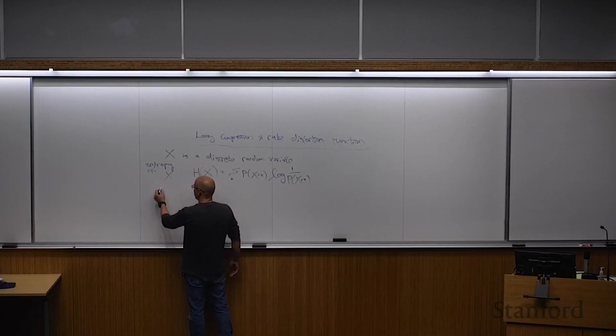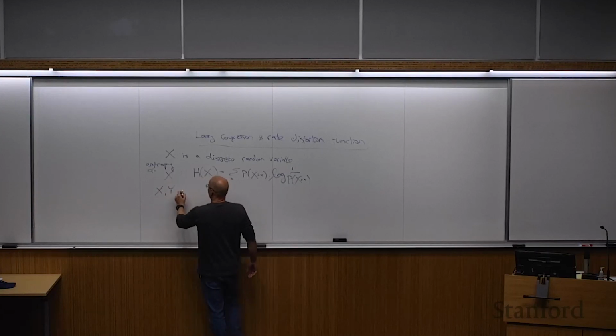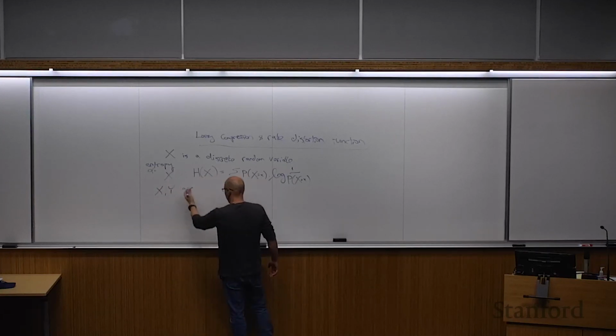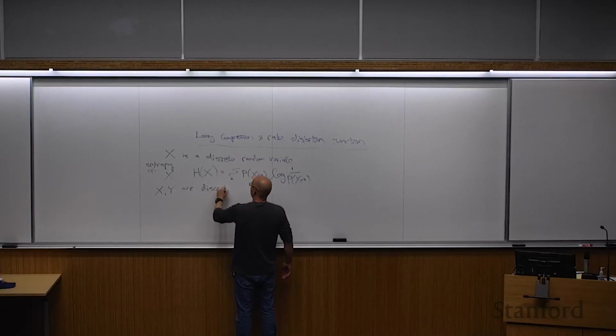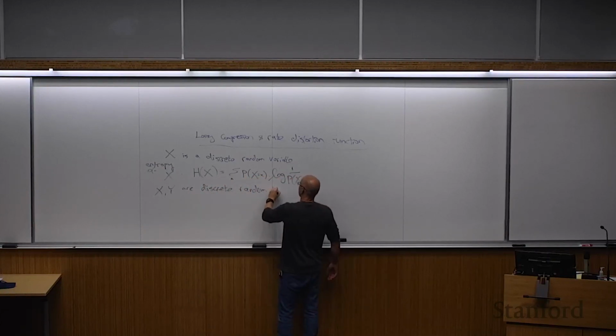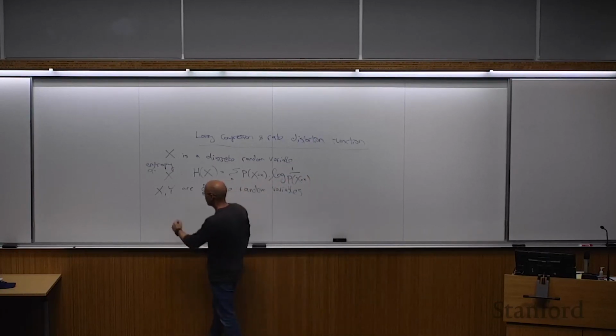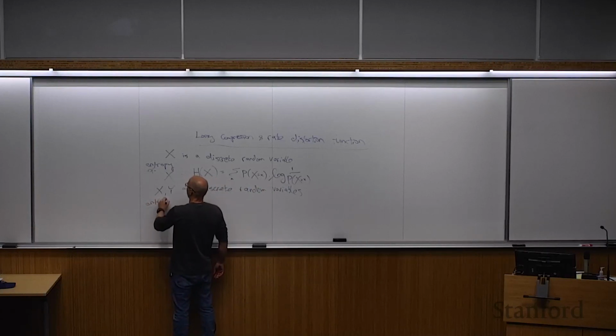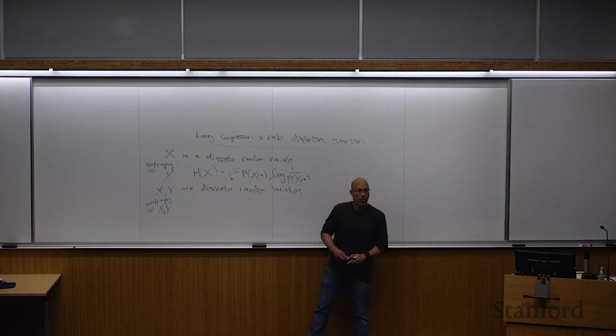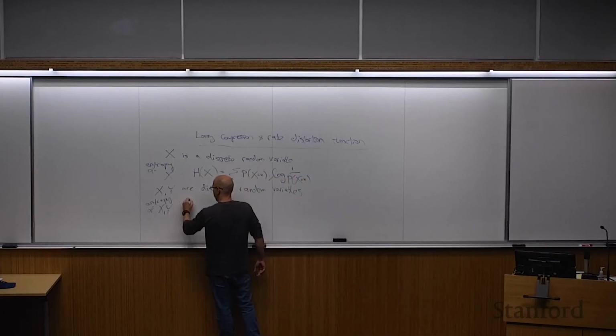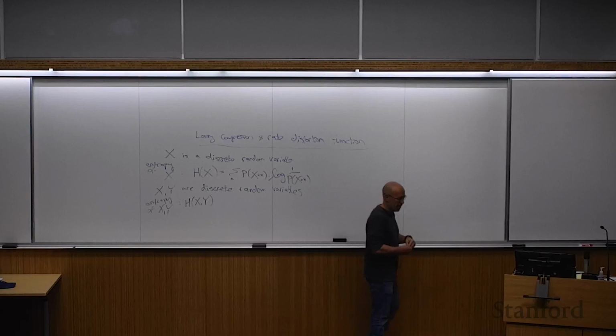Now of course this carries over almost trivially to a pair. So now X and Y are a pair of discrete random variables, and then we can talk about their joint entropy, the entropy of the pair X, Y, which we denote by H(X,Y). That is really nothing new.